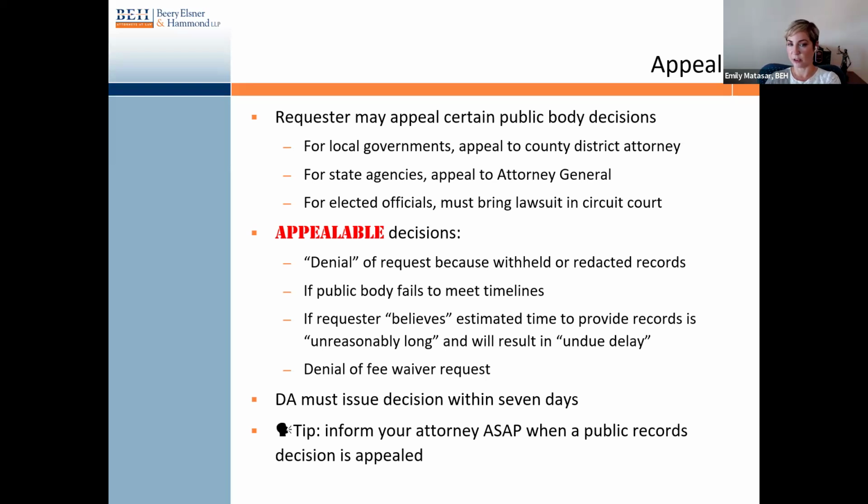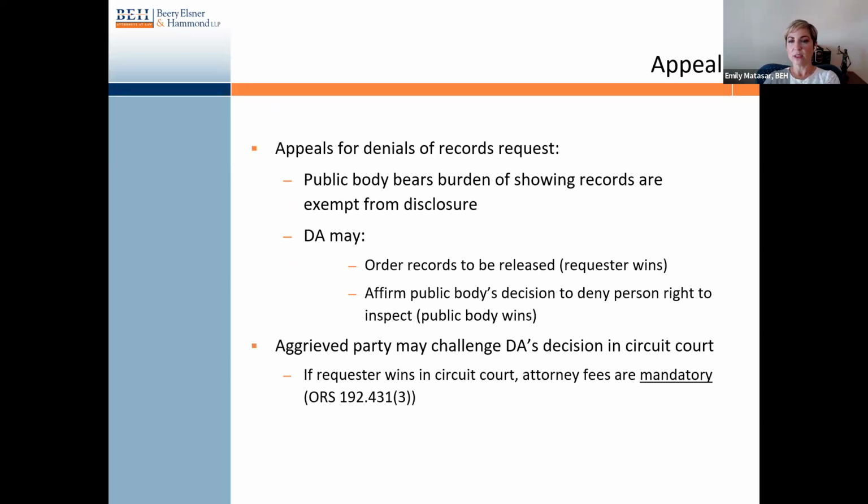My advice is to inform your attorney when you receive a notification that a decision is being appealed, because we can help, even if it's just reviewing your response. It is helpful. So the public body bears the burden of showing that the records are exempt from disclosure. The DA might order the records to be released, in which case the requester wins, or may affirm the public body's decision to deny the request and the public body wins. And then either way, the losing party may challenge the DA's decision in circuit court.